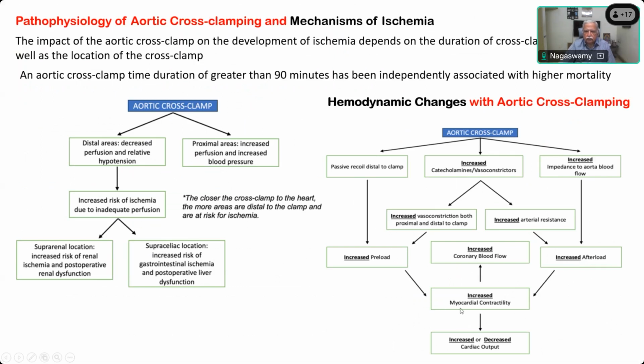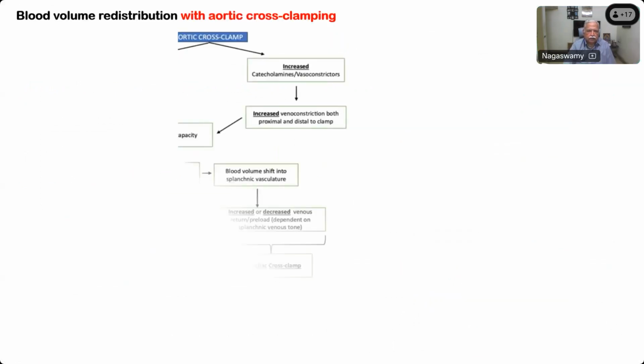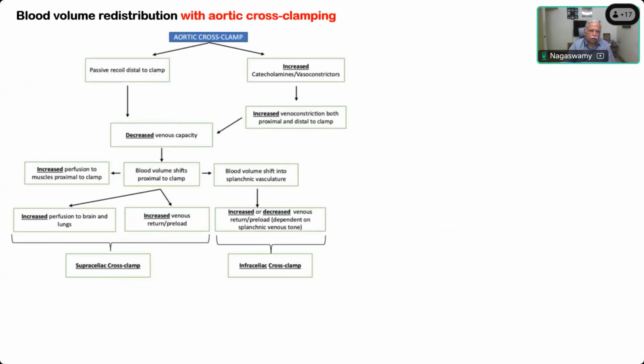So this results in increased myocardial contractility to compensate for that, and increased coronary blood flow, or a decrease or increase in the cardiac output happens because of the balancing act of these things. So the second change you have to mention is about hemodynamic changes, which can be easily drawn with these pictures. The third thing that happens is the blood volume distribution with aortic cross clamping. Again, you can have a passive recoil, increased catecholamine release, increased vasoconstriction, decreased venous capacitance vessel. Then blood volume shifts to proximal to the clamp. That will lead to increased perfusion in the muscles and other things proximal to the clamp.